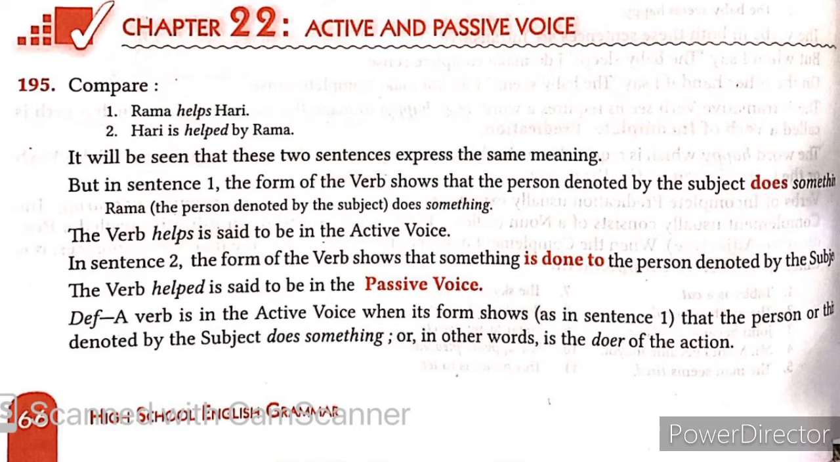The sentence is in active voice because the subject is doing something and the receiver is receiving something. Over here we are focusing on the subject. The main focus is on the subject. The verb help is said to be in active voice because the subject is doing something, and the verb is showing what the subject is doing.